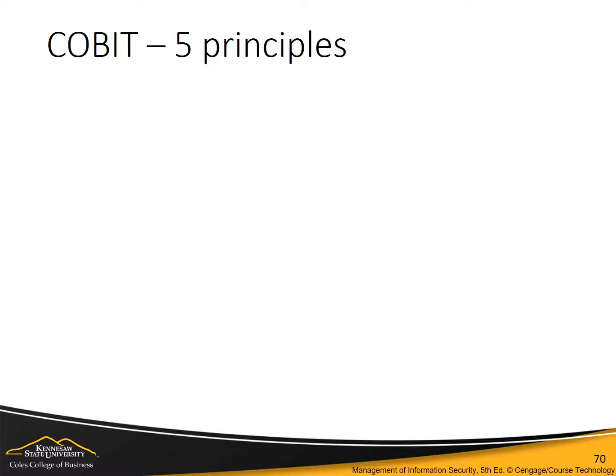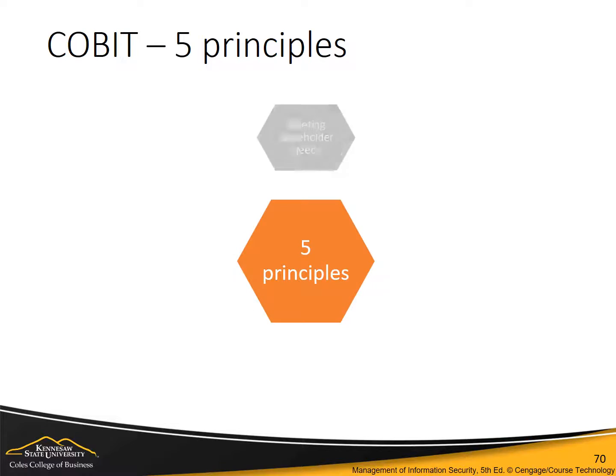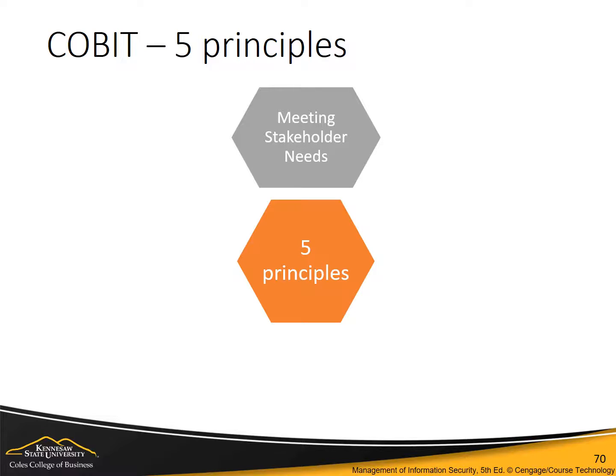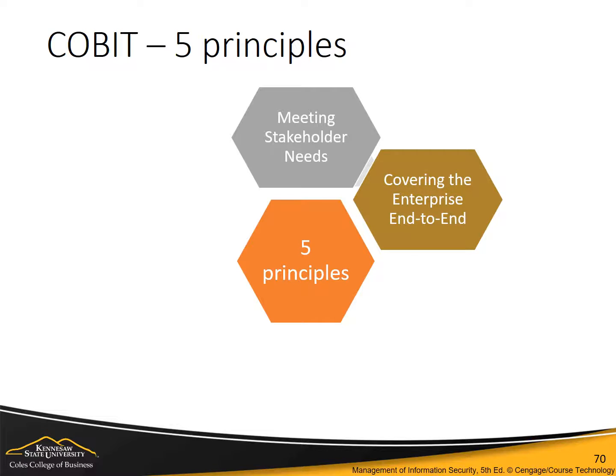Let's look at COBIT, which is Control Objectives for Information and Related Technology. It is another resource that provides advice about the implementation of sound controls and objectives for InfoSec. It was created by the Information Systems Audit and Control Association and the IT Governance Institute in 1992. COBIT provides 5 principles focused on the governance and management of IT in an organization. Principle 1 is meeting stakeholder needs. InfoSec plans and policies should be designed with the needs of the stakeholders in mind, along with the organizational mission statement.